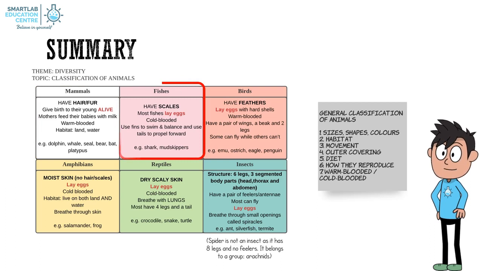Fishes have scales, most of them lay eggs. Cold-blooded, use their fins to swim and balance and use tails to propel forward. Examples of fishes are shark and mudskippers.